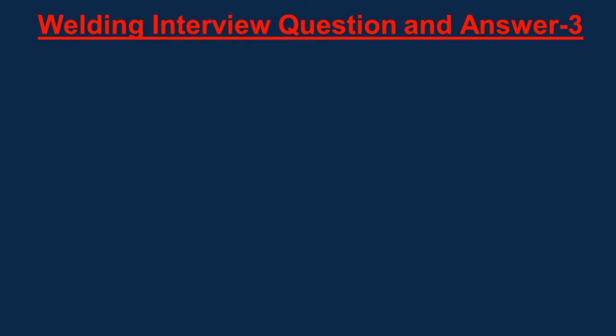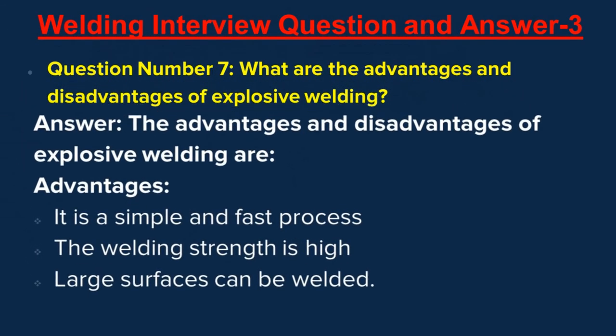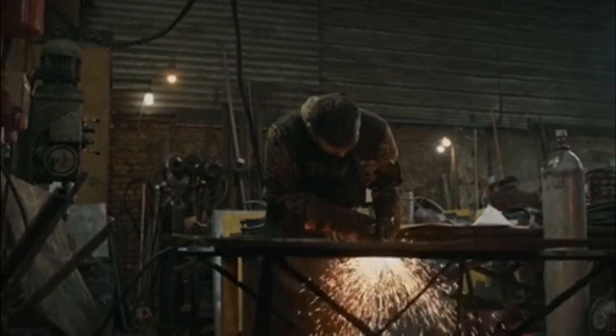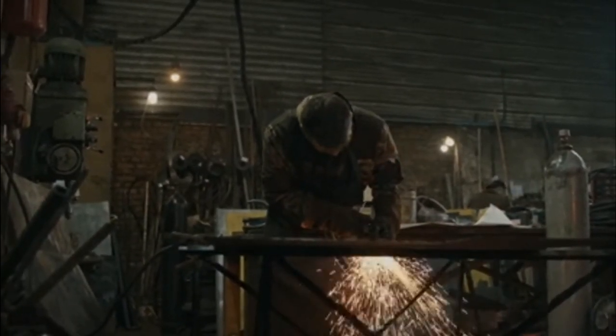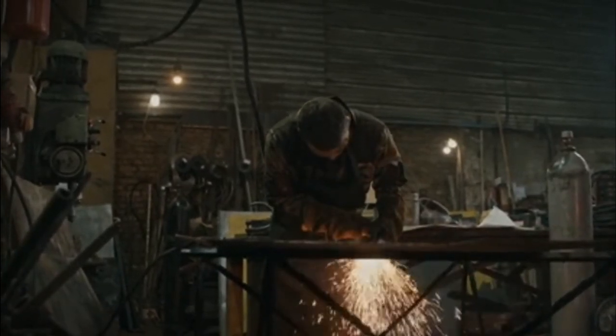Question number 7. What are the advantages and disadvantages of explosive welding? Answer. The advantages and disadvantages of explosive welding are: advantages. It is a simple and fast process. The welding strength is high. Large surfaces can be welded.